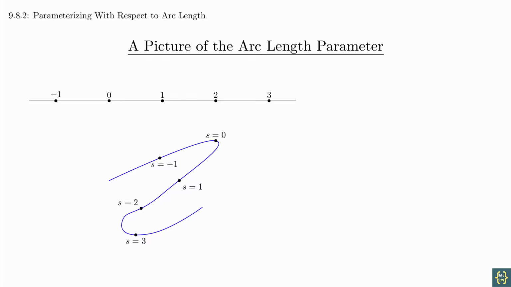Another way to think about this is that these points are mile markers along the side of a highway. Every unit distance, the marker goes up by 1. To get the arc length parameter, we have to define the arc length function.